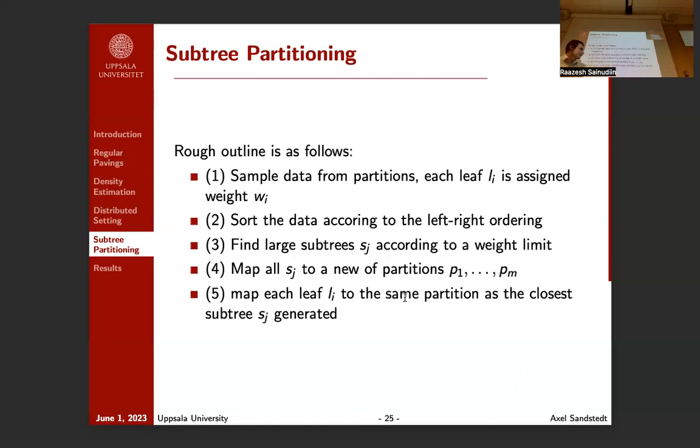So these weights, I will get into that soon. And then when we have found these large subtrees, we assign them to some partitions. And the way we assign them to partitions is, we just want the weight among the partitions to be somewhat balanced. And then for any leaf or cell in our original data set, we map the leaf to the same partition as the closest generated subtree. So then we have defined this mapping between leaves and partitions.